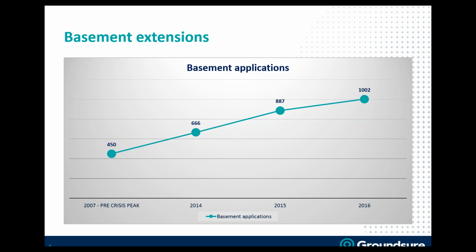Figures from construction insight firm Glenigan report that there were 887 applications to build a basement on residential property in London in 2015. This was up a quarter compared with 2014 and almost double the pre-crisis peak in 2007. We can see this figure increased further still to 1,002 applications in 2016.